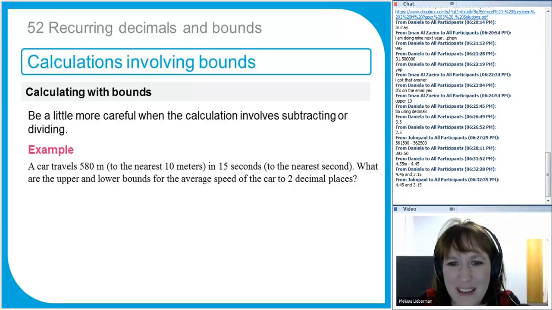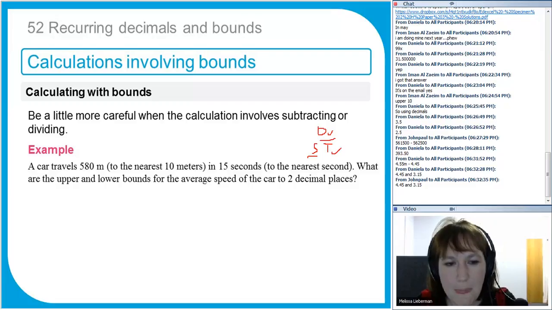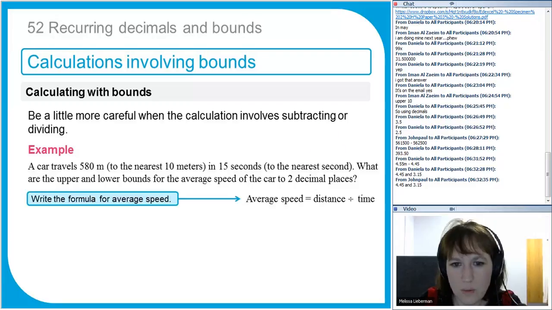If you don't remember, the D goes on top, D for distance, and then speed and time. So we've been given the distance travelled, and we've been given the time, 15 seconds, and we're trying to find the speed. So speed is distance divided by time. That makes sense because we've got meters, we've got seconds. Meters per second means distance divided by time. So what are the upper and lower bounds? First of all, we'll write down our formula. Average speed is distance divided by time.